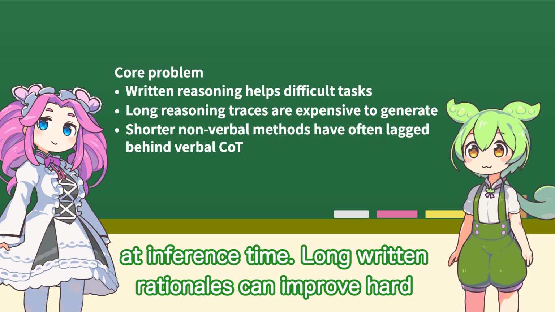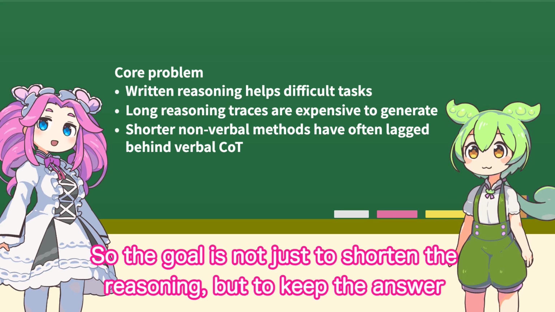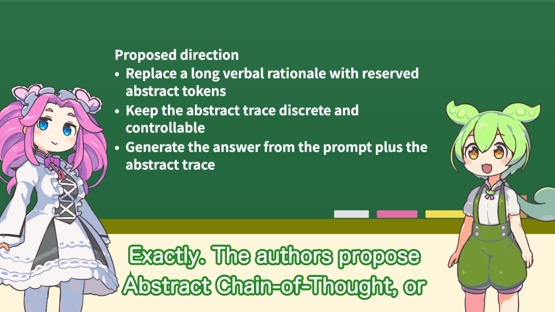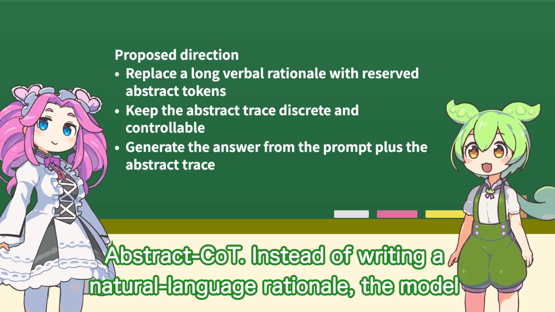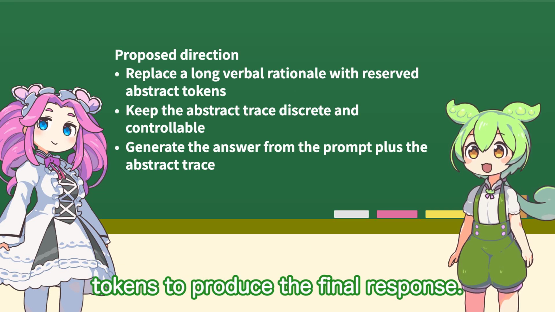Long written rationales can improve hard reasoning, but every extra reasoning token costs time and compute before the model can answer. So the goal is not just to shorten the reasoning, but to keep the answer quality? Exactly. The authors propose abstract chain of thought, or abstract CoT. Instead of writing a natural language rationale, the model emits a short sequence of reserved abstract tokens, then uses those tokens to produce the final response.